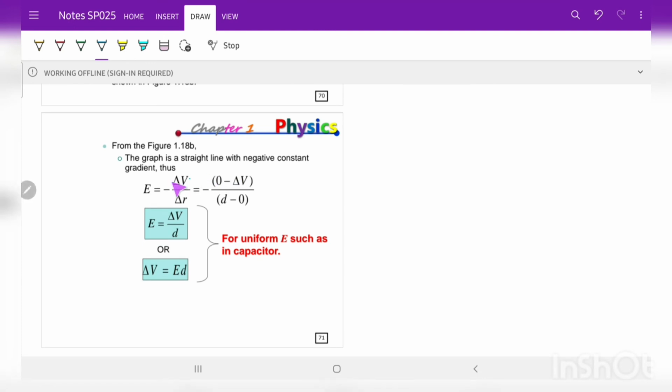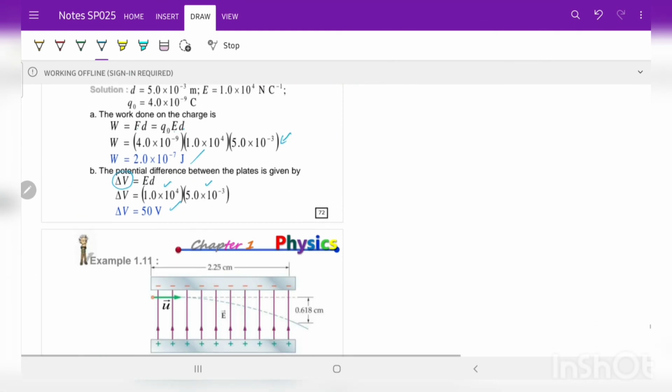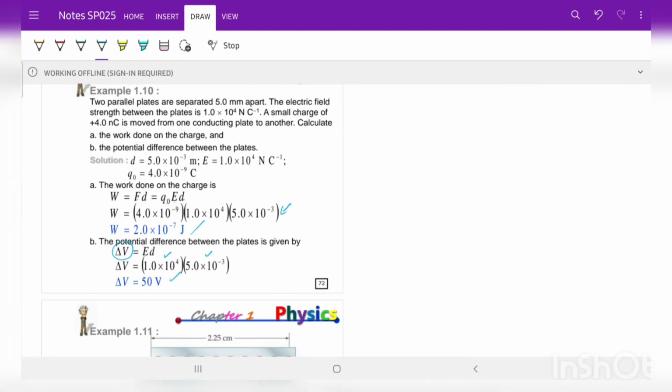From the graph above, E equals negative dV over dr, that is delta V over D. So the negative signs meet and cancel to give positive. We get E equals delta V over D, or delta V equals ED. This is the last formula that we will use. Where do we usually use it? Usually in capacitors. Why? Because a capacitor has parallel plates. We will meet capacitors in the second topic, the next topic. So that's it, we have finished our topic 1.